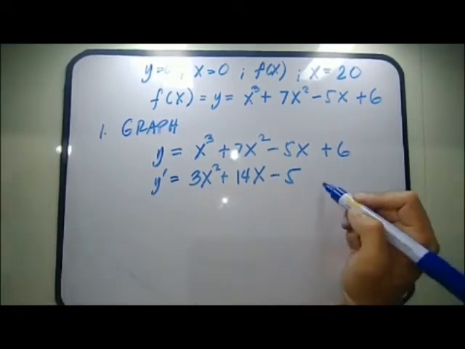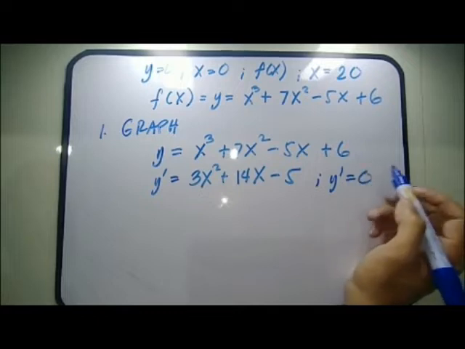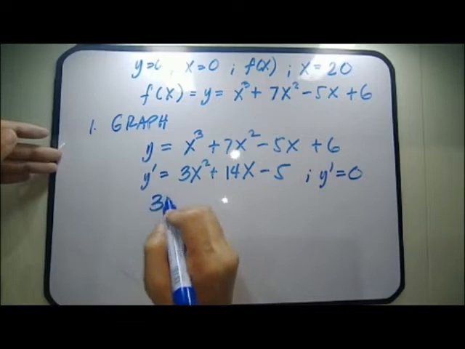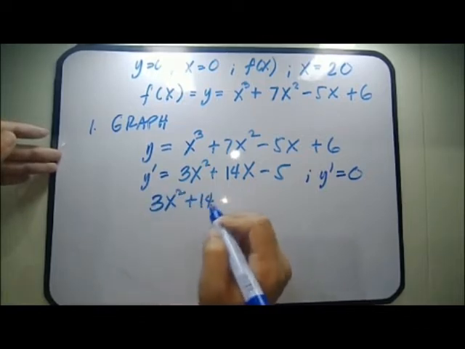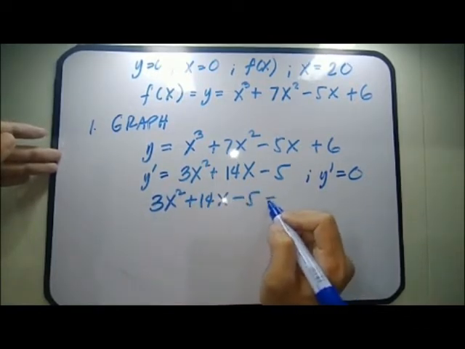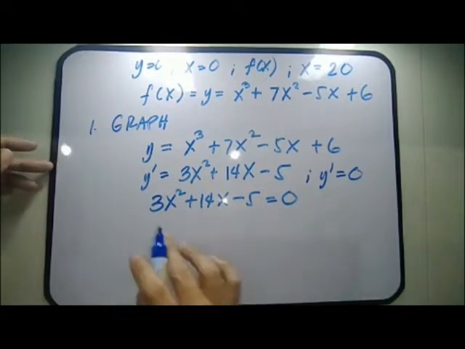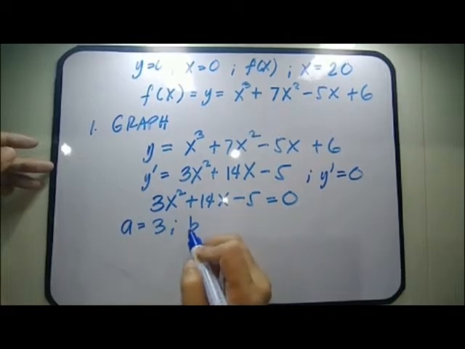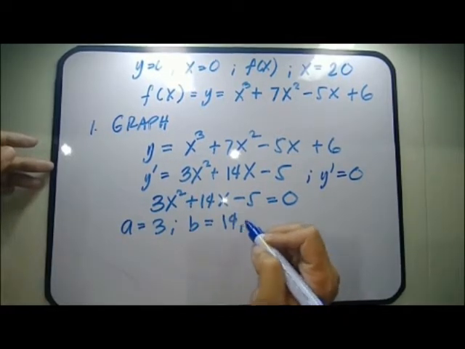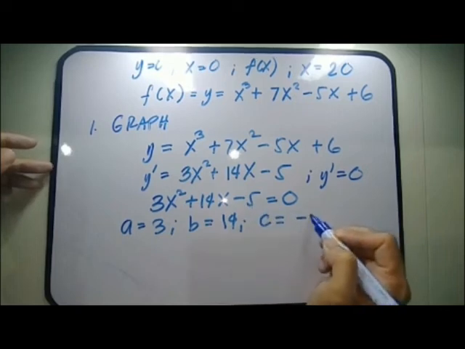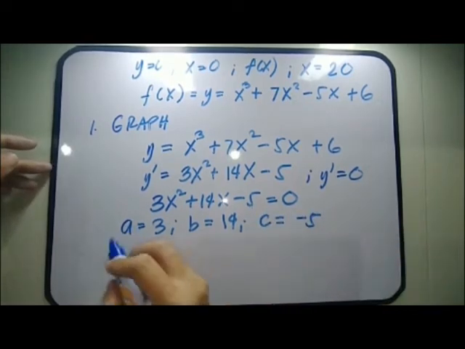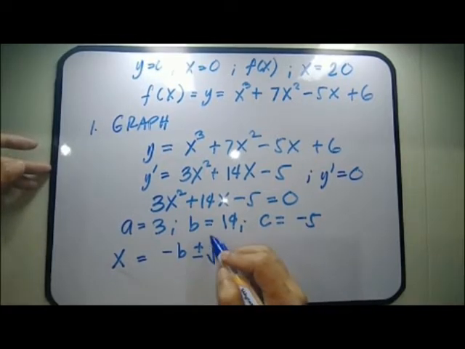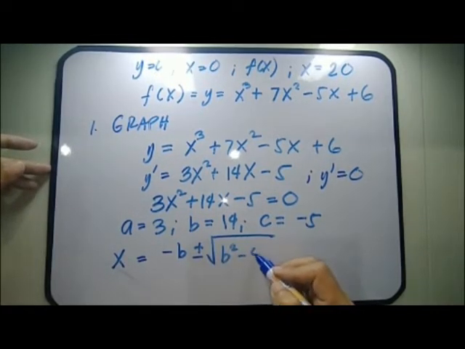Now, we equate y prime to 0 to get the critical points. You have here 3x squared plus 14x minus 5 equals 0. So we can conclude here that we have two roots. So yung two roots na yun, those are the critical points. So you have here, the coefficient A is 3, B is 14, and C is negative 5. So we can use our quadratic formula. Or simplest step or simplest way to solve this is use your calculator, that is mode equation.